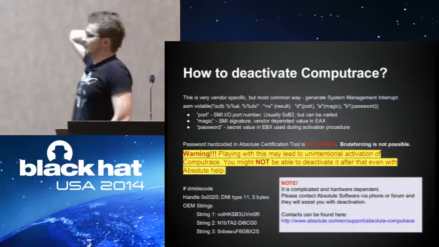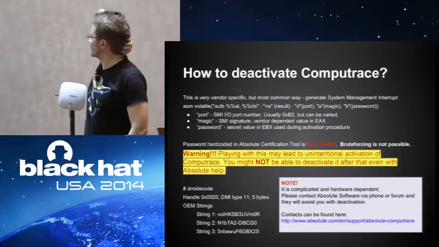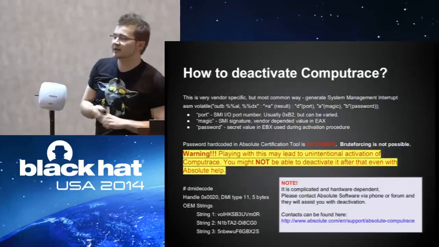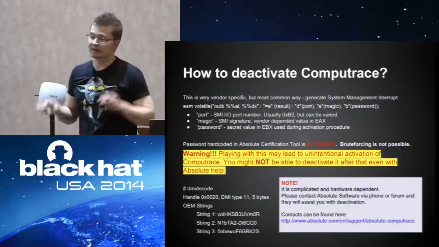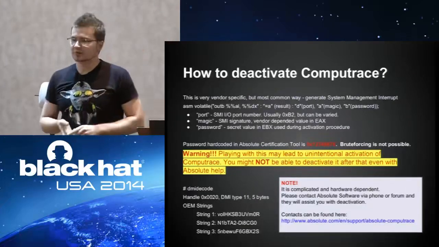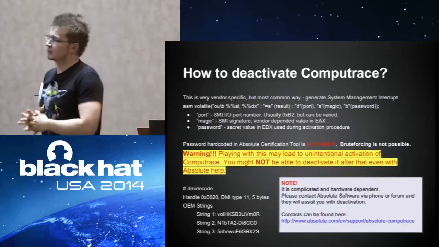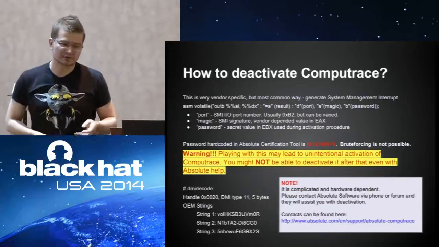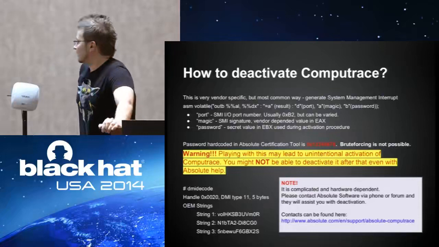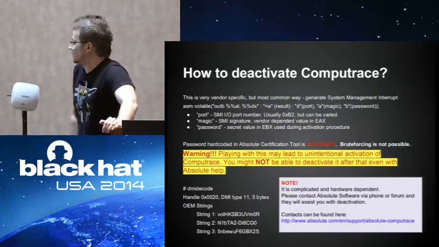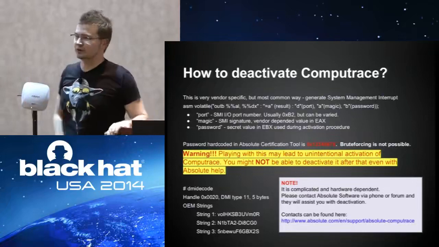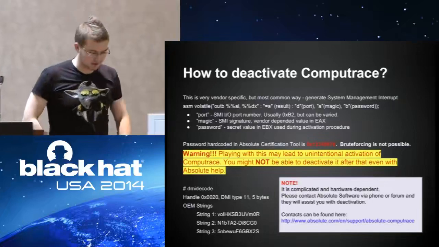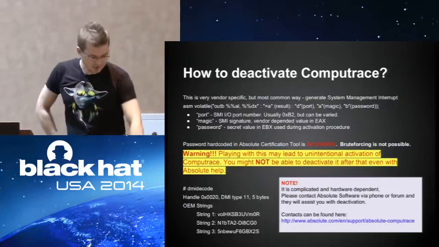So how to deactivate Computrace? It's pretty tricky. You have to actually generate a system management interrupt. You have to know certain magic values and especially the secret password that was used during activation. So it's pretty complicated and tough. And I would not recommend you do that because if you do something wrong, you may actually activate Computrace in BIOS if it was not activated. So the best solution would be to contact Absolute Software. They expressed willingness to help every user. So if you contact them by phone and forum, they will be happy, we will be happy. Maybe they will change something in the future.